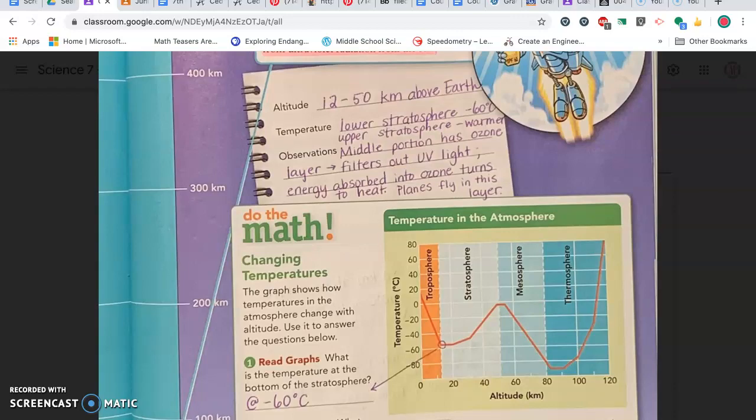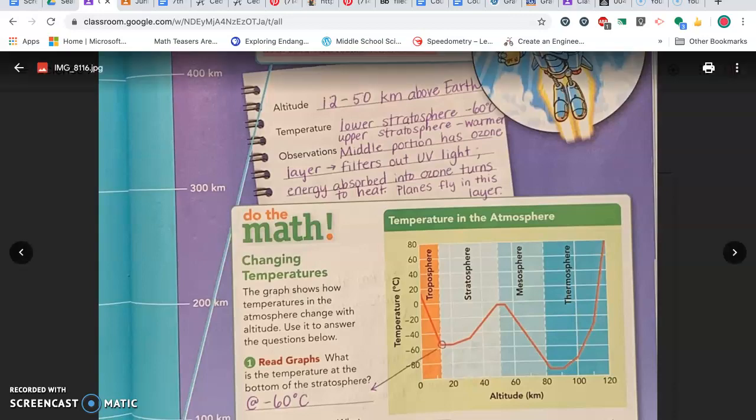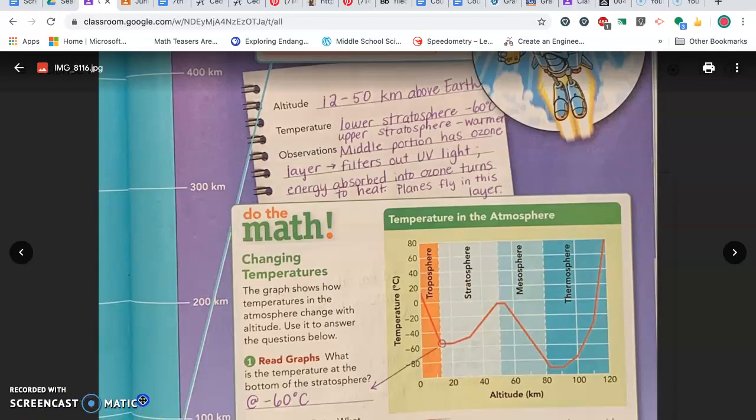And remember, ozone is a molecule that is comprised of oxygen, but unlike oxygen gas, which is made up of 2 oxygen atoms, ozone is made up of 3 oxygen atoms. And so that ozone is going to absorb a good amount of the solar energy from the sun, and it's going to turn that solar energy into heat.